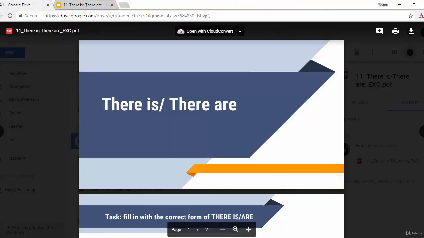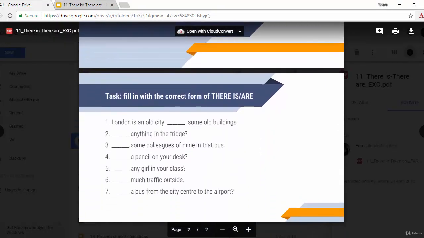Good. There is in fact only one exercise so far, so what you need to do is to fill in with there is or there are. See you in the explanatory section.